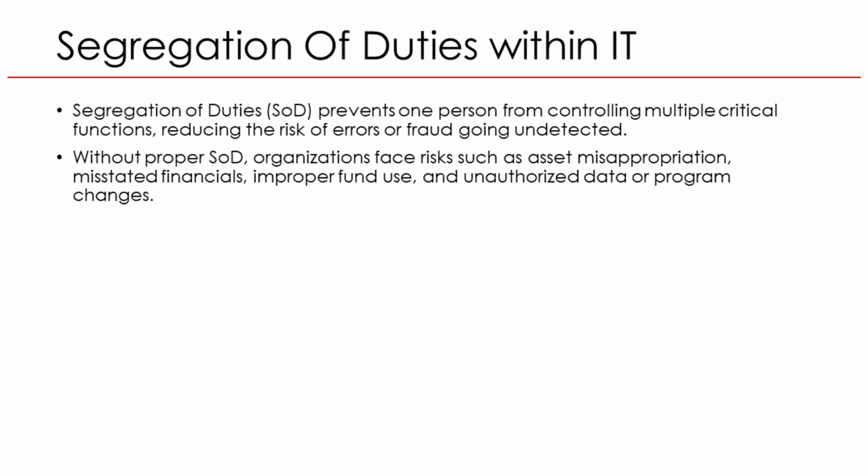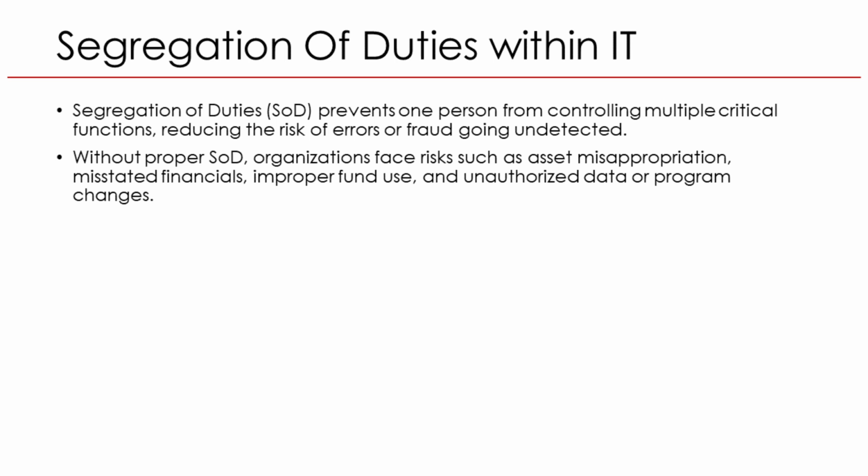Example 2. A database administrator, DBA, should not act as a security administrator. If they control both database access and security rights, they could create fake accounts or change financial records without detection. Example 3. The help desk should not approve access to sensitive systems. While they can reset passwords, access approvals should come from the system owner or security team to prevent unauthorized system entry.